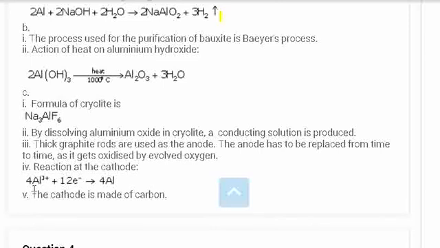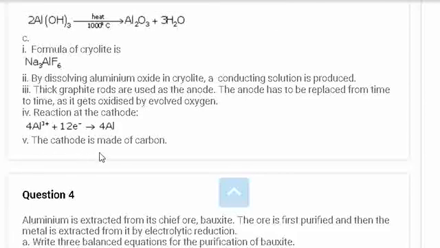Reaction at the cathode: 4Al3+ plus 12e- gives 4Al, and the cathode is made of carbon. The cathode in this electrolysis process has a negative sign. So the important thing: the cathode is made of carbon, and here the anode is made of thick graphite rods. Okay, let's go to the next one.